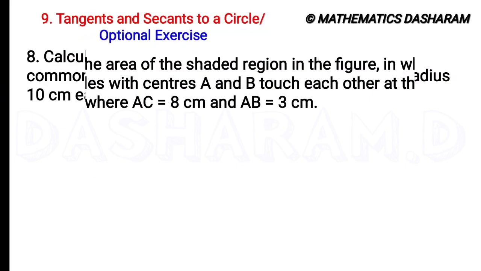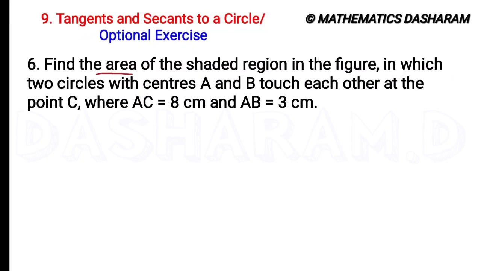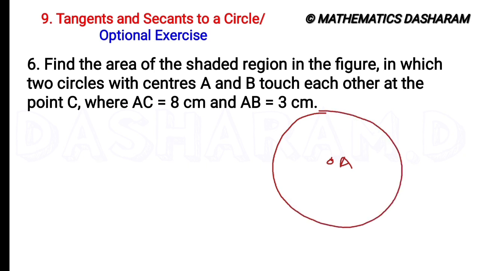So next, optional exercise, sixth problem. Find the area of the shaded region in the figure in which two circles with centers A and B touch each other at the point C, where AC is 8 and AB is 3 centimeters. Here two circles with centers A and B. First of all, I am taking the center A. With the center A, draw one circle. Next, one more center, here is a center B. With the center B, draw one more circle. The both circles will touch each other at point C.